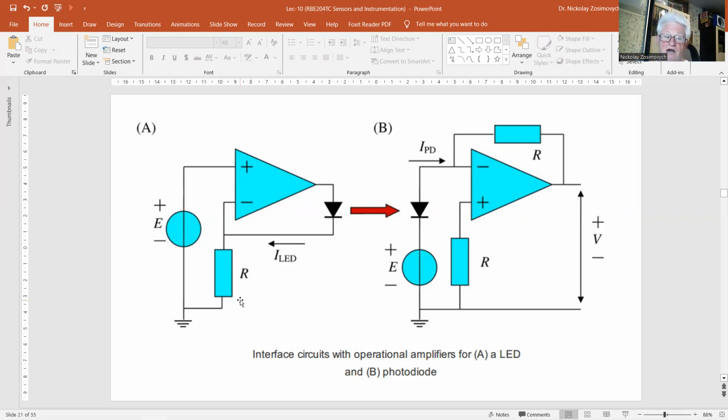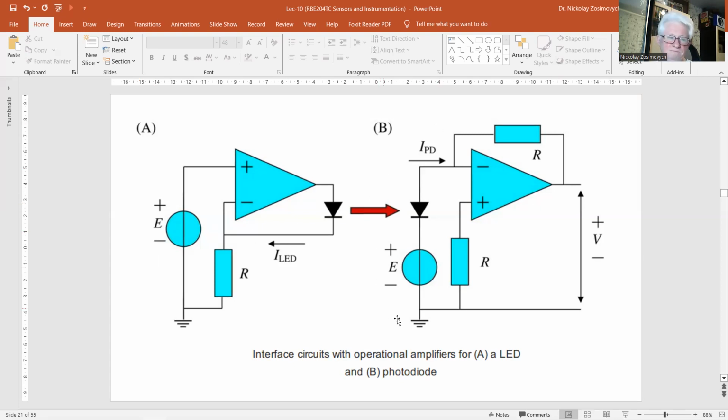And since no current flows into the input of the ideal operational amplifier, this current must also flow through the LED, generating an associated radiant flux. By varying E, the radiant flux varies accordingly.